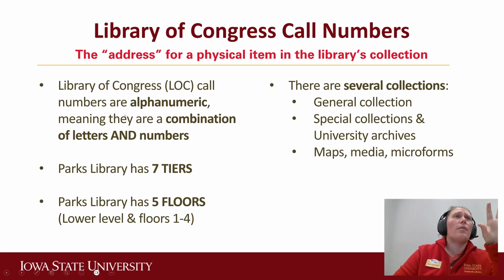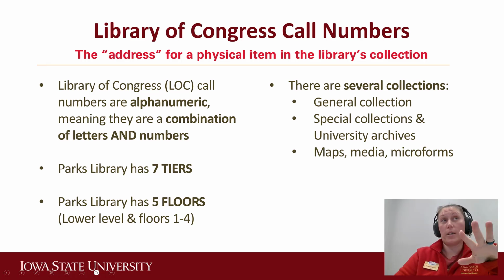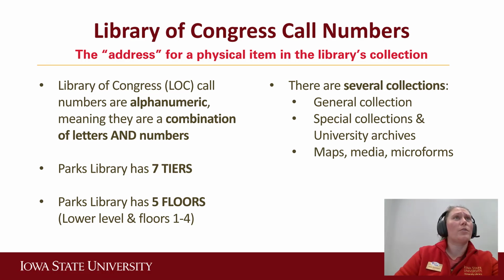So the hardest part when you're looking at questions like the one we just saw and the one that you're going to see on your quiz is finding out where within that range you need to be. When you're actually trying to find the book in person, it gets a little more complicated because you do need to remember that Parks has something called tiers, which are like half floors, and we have floors. So you need to pay attention to where that book is. Is it on a tier or is it on the floor?